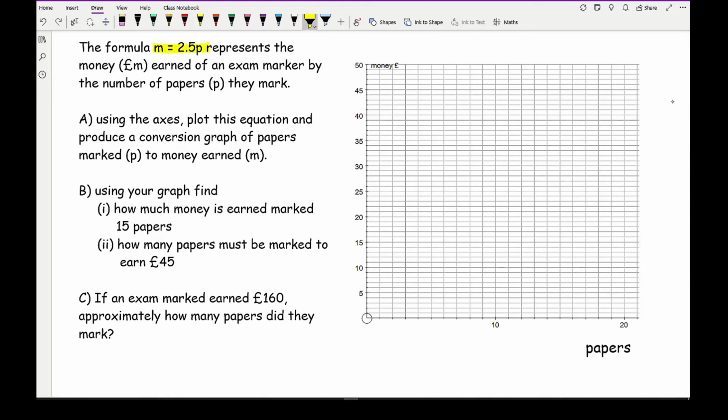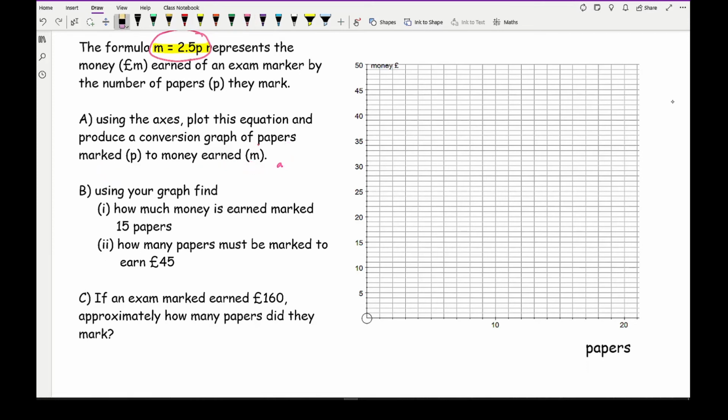And so part A then says using the axes plot this equation and produce a conversion graph of papers marked to the money earned. Now typically in an exam, because they don't want you wasting time trying to draw a set of axes and pick a scale, they would usually give this scale to you. But let's just explain if that wasn't the case. Now we're controlling papers, and the number of papers turns into money. So papers is going to go along our x-axis, and the money earned is going to go along our y-axis. Now we need to plot this equation here. Now in order for us to plot an equation, we need two coordinates.